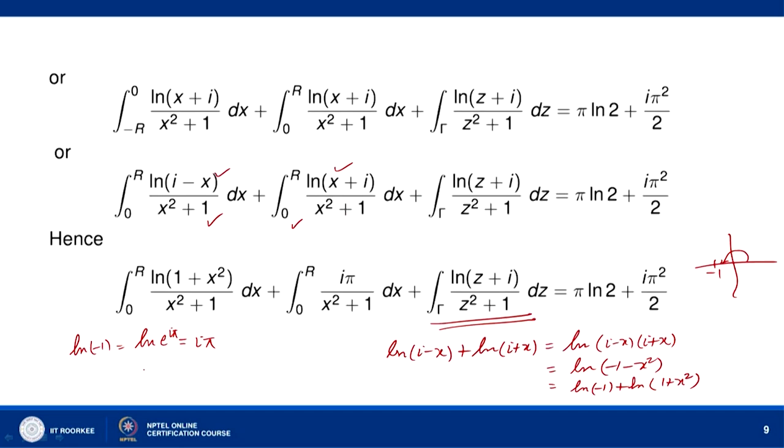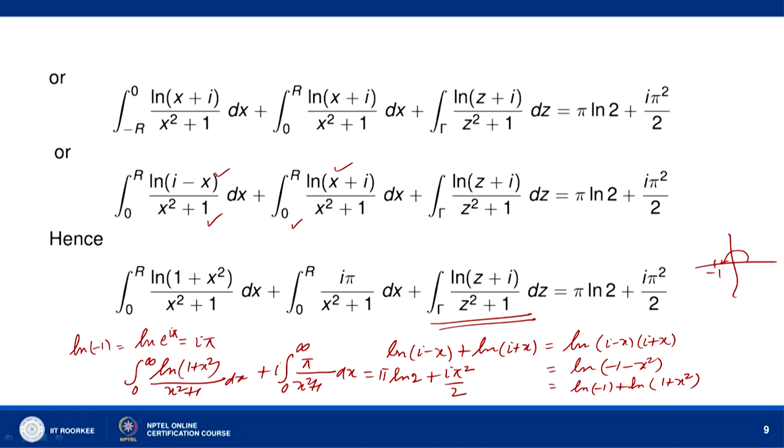This integral becomes the integral from 0 to infinity of ln(1 + x²)/(x² + 1) dx, and this becomes the integral from 0 to infinity, where we can write i outside, of π/(x² + 1) dx, and this is equal to π ln 2 plus iπ²/2.